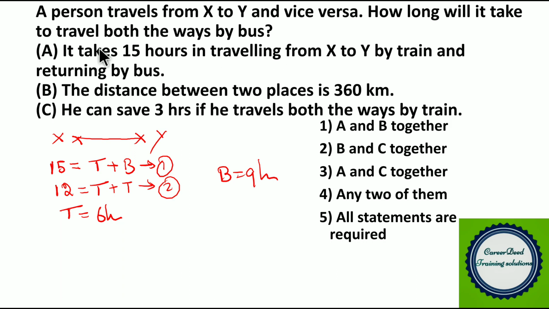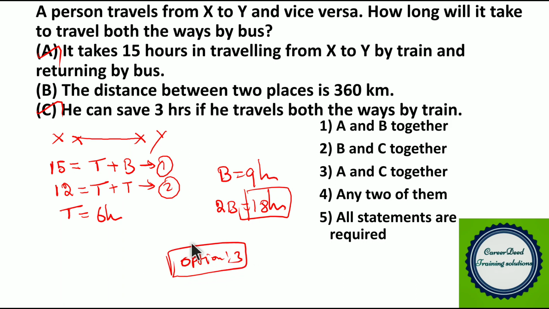Now how long will it take to travel both the ways by bus? Both the ways by bus means it is 2 times B. So 2 times B, it is 18 hours. Actually you don't need this much calculation. They are asking through which of the following statements you can get the answer. By looking at the first statement and third statement itself, you can easily say you can get the answer. So the answer for this question is option 3, A and C together are sufficient to answer the question.